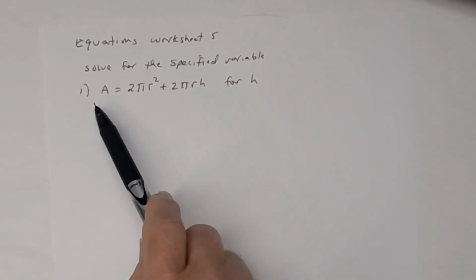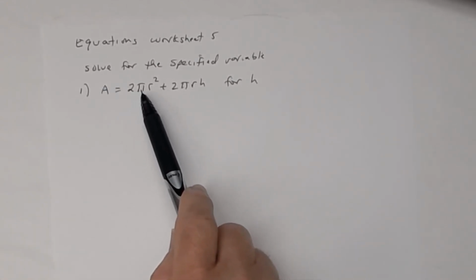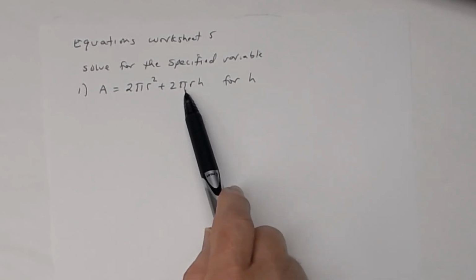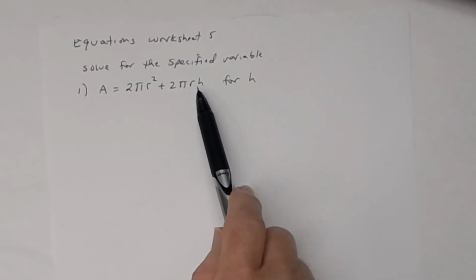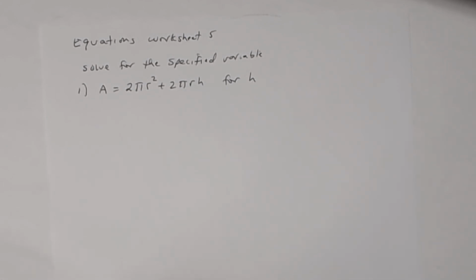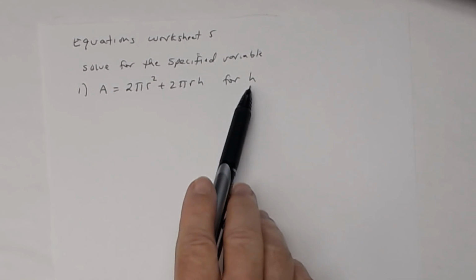So number one, you have A equals 2 times pi times r squared plus 2 times pi times r times h. So remember, if you don't see an operation, it's understood to be multiplication. And you want to solve for the variable h.